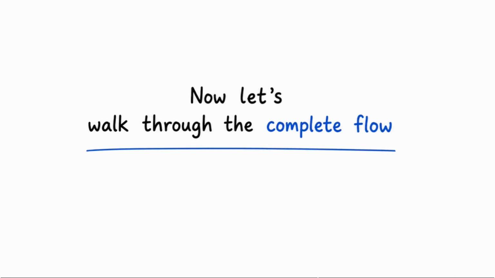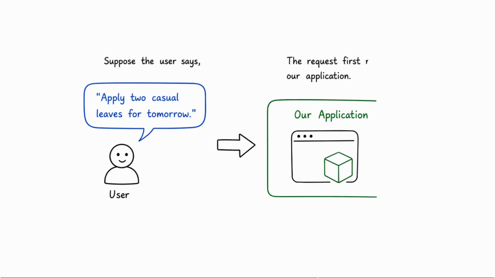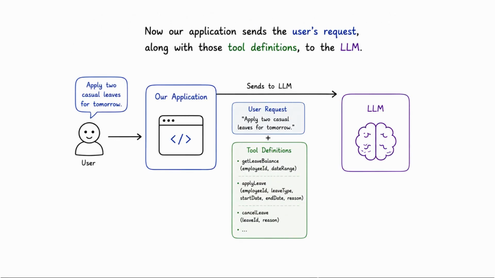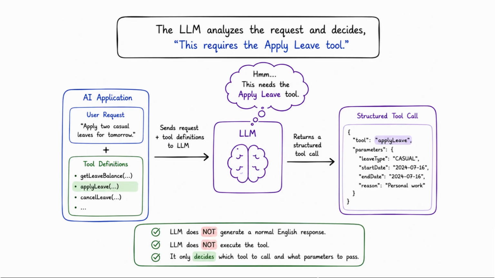Now let's walk through the complete flow. Suppose the user says, apply two casual leaves for tomorrow. The request first reaches our application. Our application already has an MCP client connected to the MCP server. When that connection was established, the MCP client discovered all the available tools and their schemas. Now the application sends the user request along with these tool definitions to the LLM. The LLM analyzes the request and decides this requires the apply leave tool.